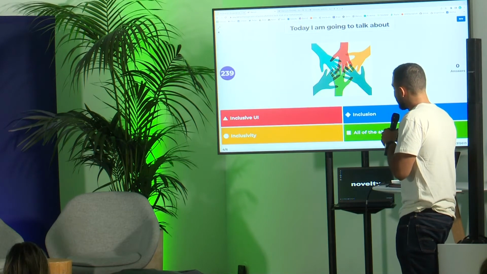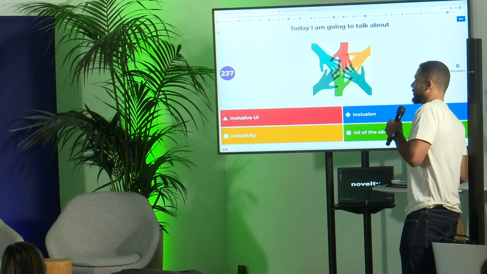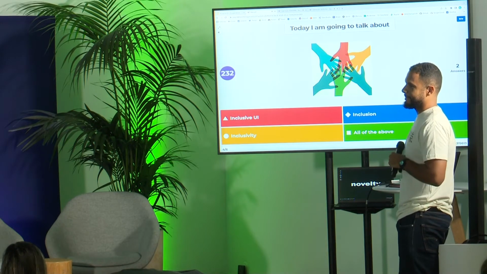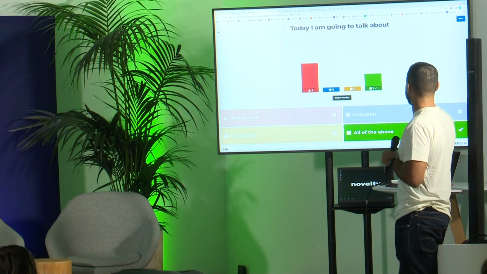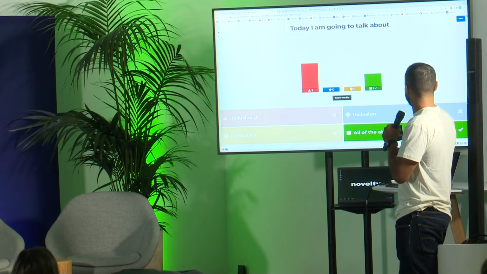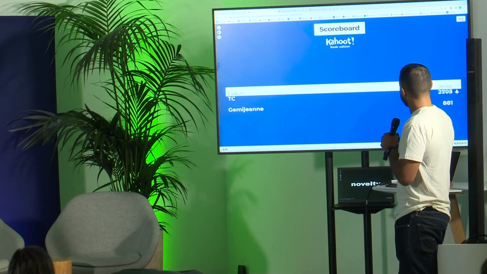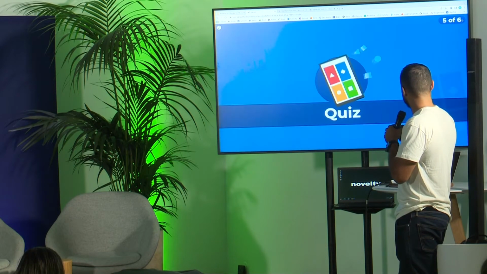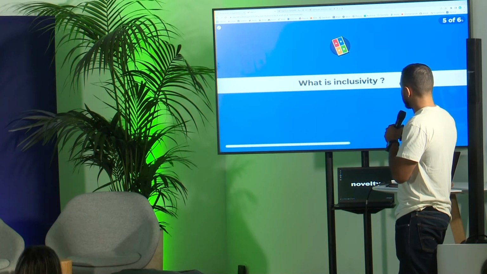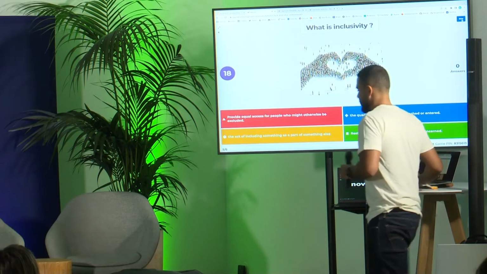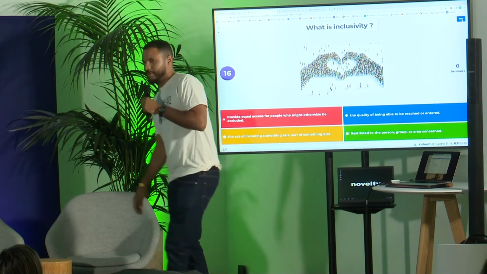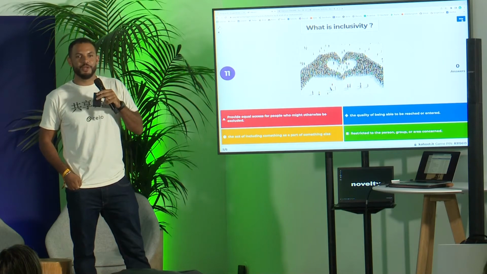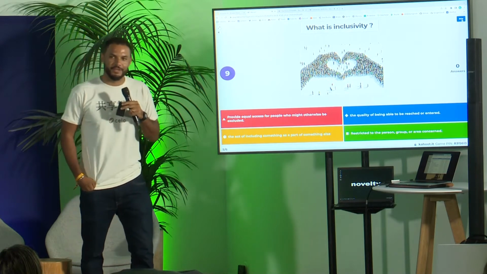Today I'm going to talk about inclusive UI, inclusion, inclusivity, or all the above. All the above. Good job. Okay, TC, nice one. So here's what is inclusivity. We'll take our time. Maybe someone in the audience can decide, or you can raise your hand if you have an idea of which one is the most accurate.